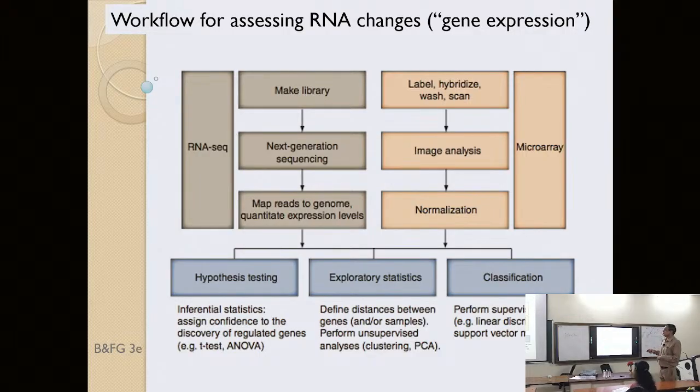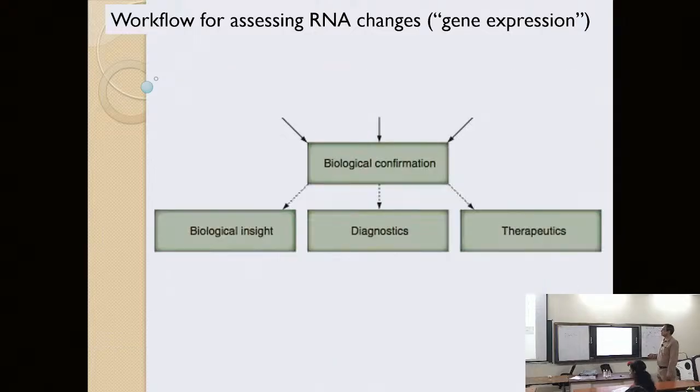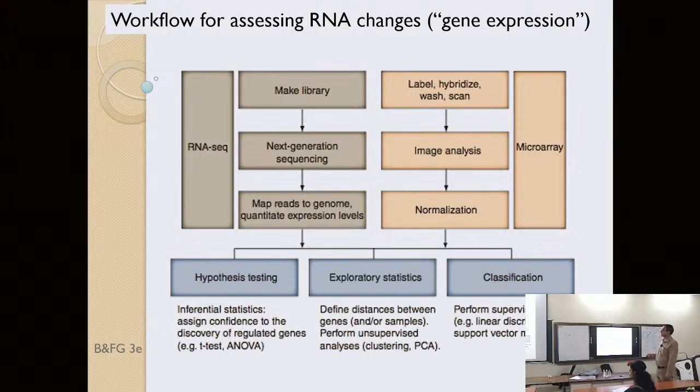So reads are mapped onto the genome, and then the expression level is quantified. The more abundant the RNA transcript, the higher the gene expression. Less abundance, less expression. When a gene expresses, it makes RNA transcripts, so more expression means it will produce more RNA transcripts. Okay, very good. So this will result in hypothesis testing.